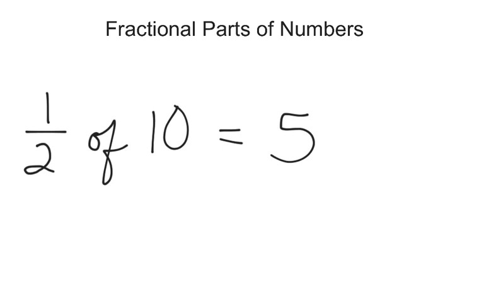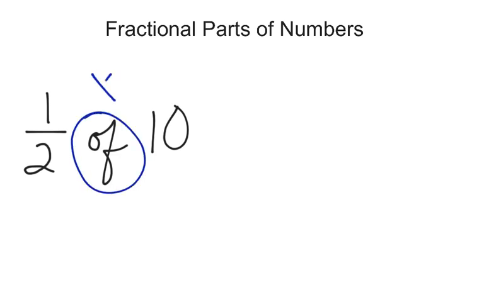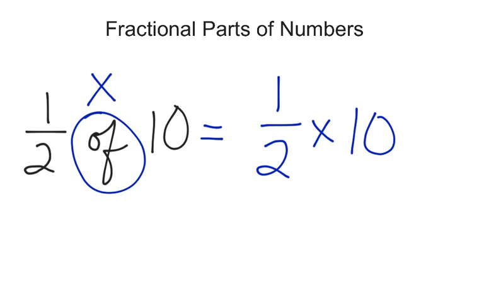But what I want to do is figure out how to do that mathematically. In our heads we know that half of 10 is 5. But how can we do that mathematically? Well, one of the things to do is recognize that the word "of" means multiplication. It means times. So we could rewrite this as 1/2 times 10.